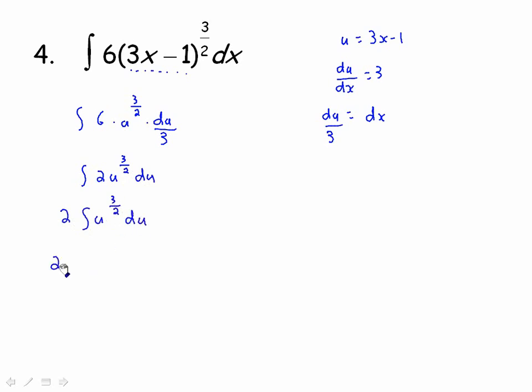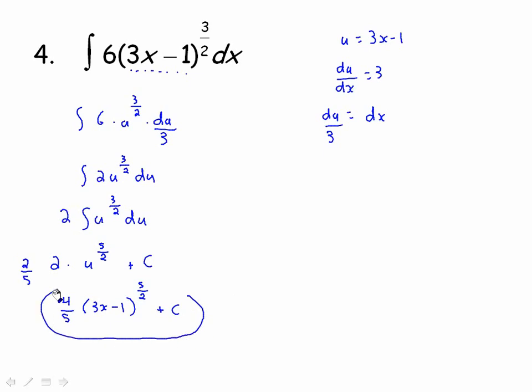When you integrate, you'll get u to the add-on 1, which would be 5 over 2. So that means you're dividing by 5 over 2, you're multiplying by 2 over 5, add on the c. So this gives us 4 over 5 times u, which is 3x minus 1 to the 5 over 2 plus c. And if you're inclined, you can check to see whether this one works out by differentiating. I won't bother though.